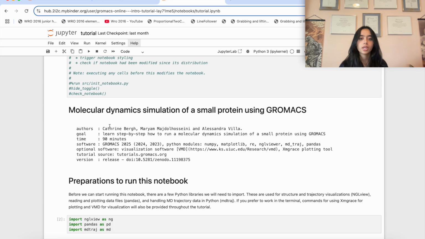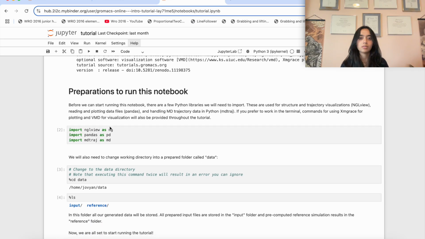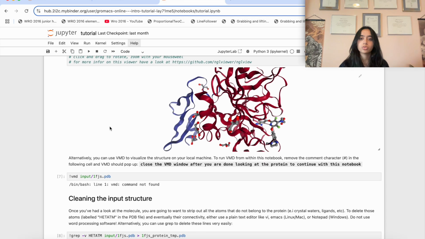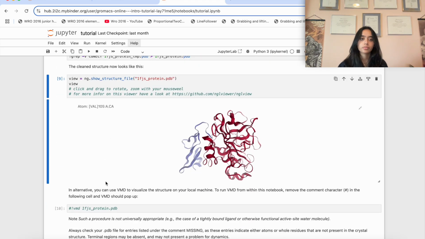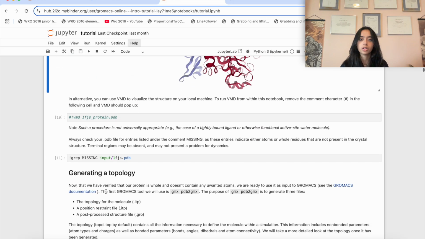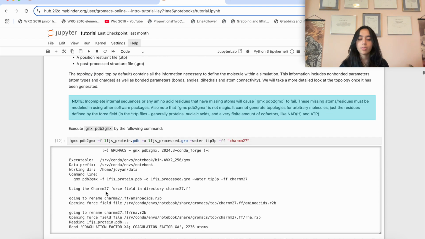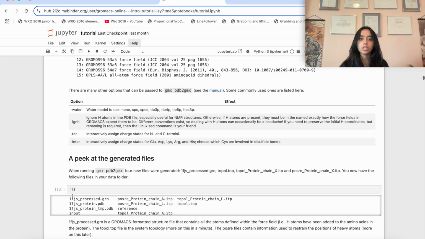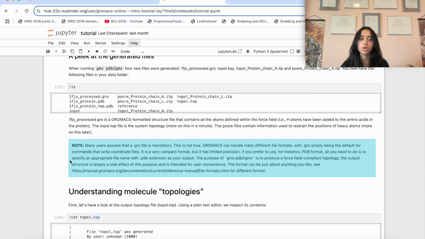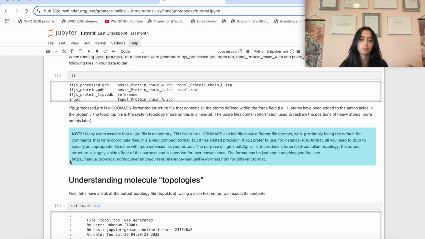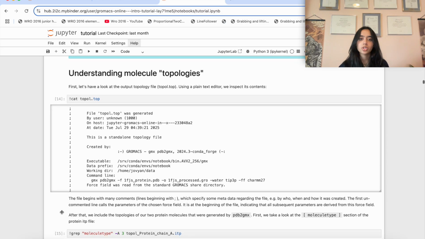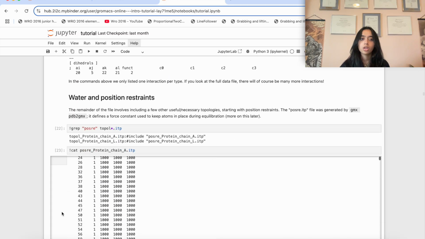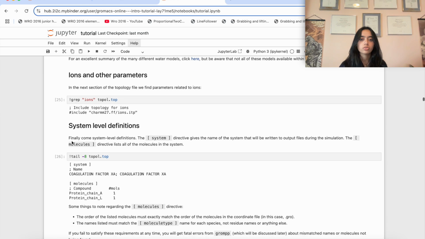We first prepare the imports and obtain the input PDB file. Then we do a bit of cleanup to strip out atoms that do not belong in the protein. We then generate the topology for the molecule and some other necessary files like position restraints. This will have all the information necessary to define the molecule within a simulation. The next several steps are essential to review the generated files and understand them, so we will just run through these cells really quickly.